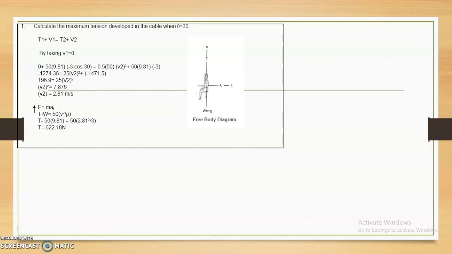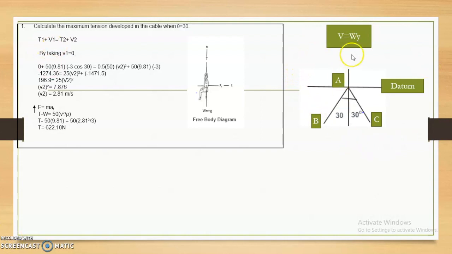So firstly, let's calculate the maximum tension developed in the cable when theta equals 30. So this is our free body diagram. T acts upwards while W, which is weight, acts downwards. Here, we use the formula of T1 plus V1 equals T2 plus V2, in which T is kinetic energy and V is potential energy. Now we need to find V2, which is V final, in order to find T. By taking initial velocity equals 0, we get this equation by substituting the values in T and V.